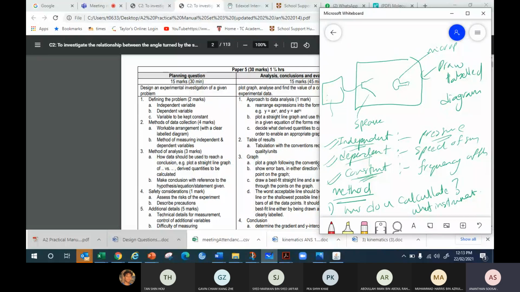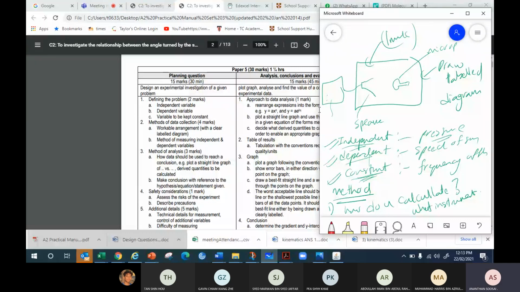1 mark goes for the diagram. A labelled diagram will get 1 mark, but that 1 mark is from the method. Method, 1 mark. So that is method, so 4 marks.